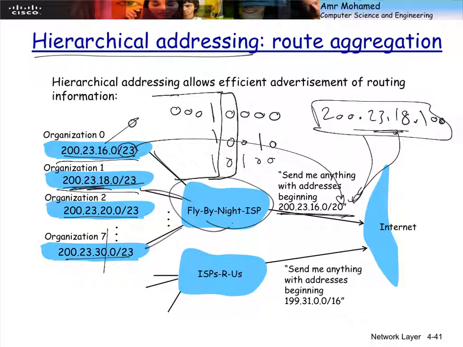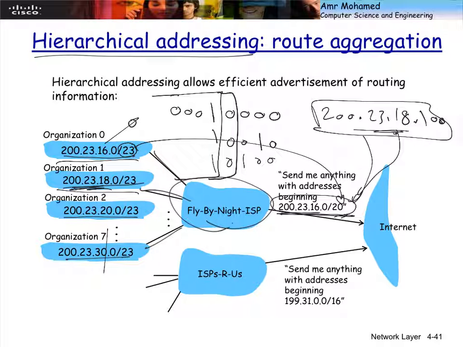So any address of any host under any of these networks will match this route, which will allow me to summarize. So this way we can reduce significantly the size of the routing table. There's no point of having 8 different routes in the routing table if we can just group all of them into one. Okay?